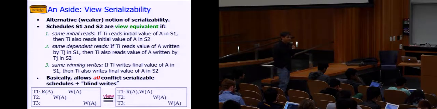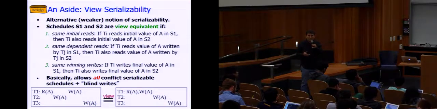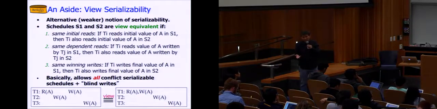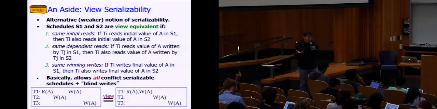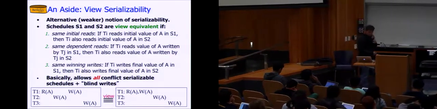Yeah? Nobody essentially is fed different information. Everybody consumes the same information in both schedules because they have the same reads. And the output of the database has the same writes. So it seems like it's good. It's just a little harder to enforce than conflict serializability, it turns out.